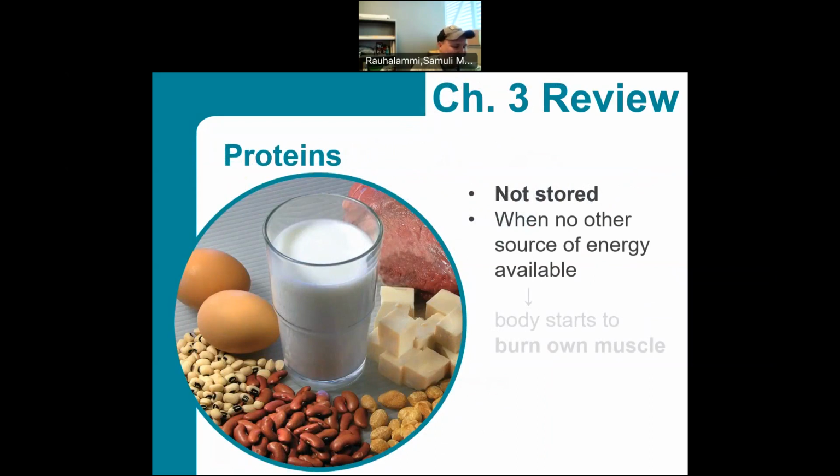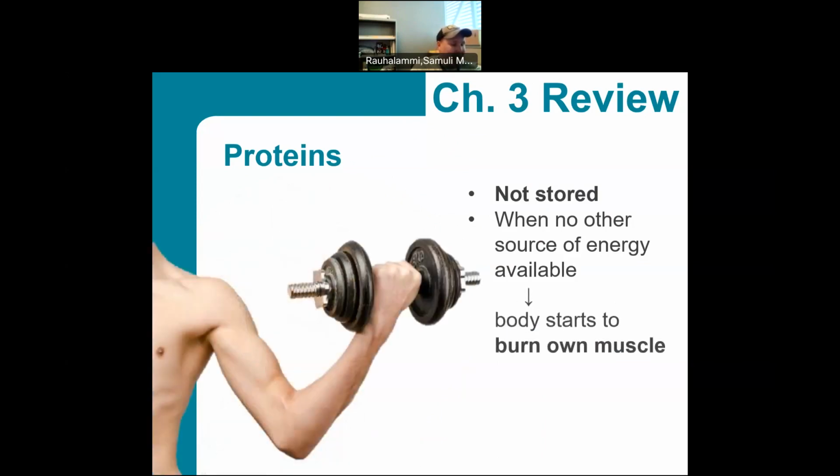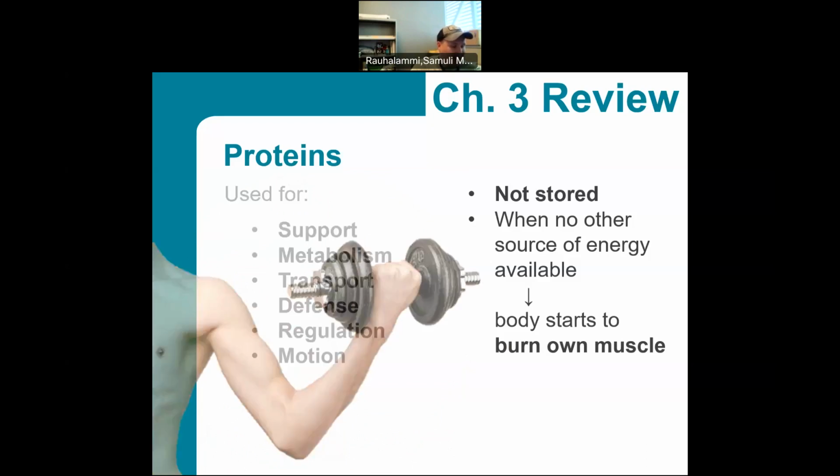Proteins, good sources of proteins: egg whites, beans, tofu, meat, milk, things like that. Proteins typically are not stored in the body, and proteins are usually used for energy only when no other source of energy is available. So we go for these other sources first, carbs and lipids. This is why it's so hard to lose weight. Proteins are important for building muscle mass. If there's no other source of energy available, your body will start burning off its own muscles as a source of energy as well.